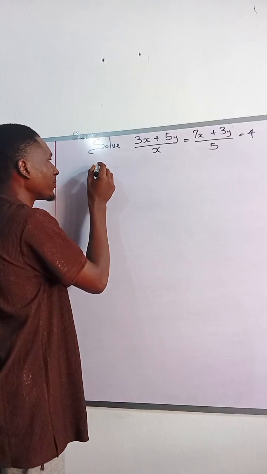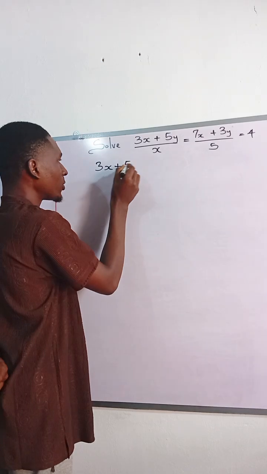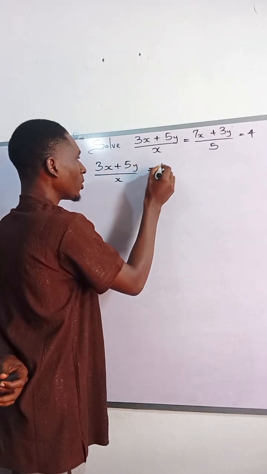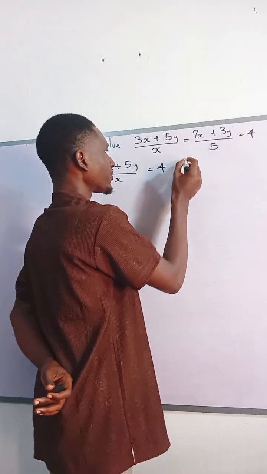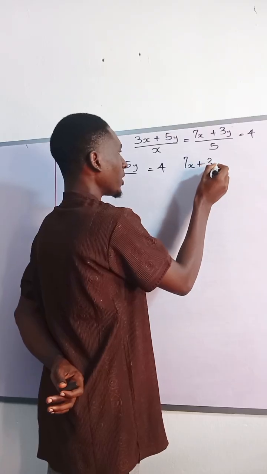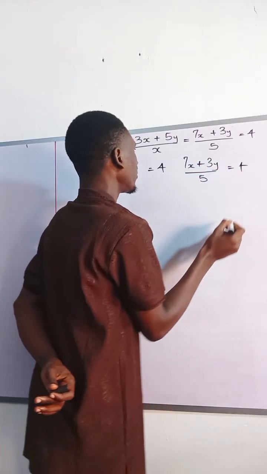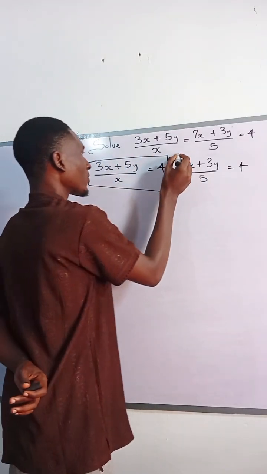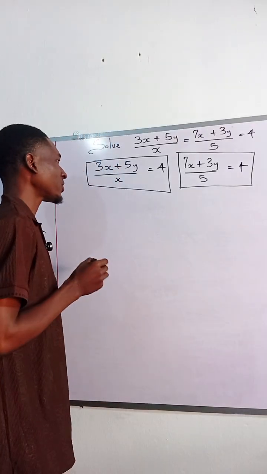So we can say (3x + 5y)/x is equal to 4, right? And also (7x + 3y)/5 is also equal to 4. We have two different equations. So, the simultaneous linear equation.